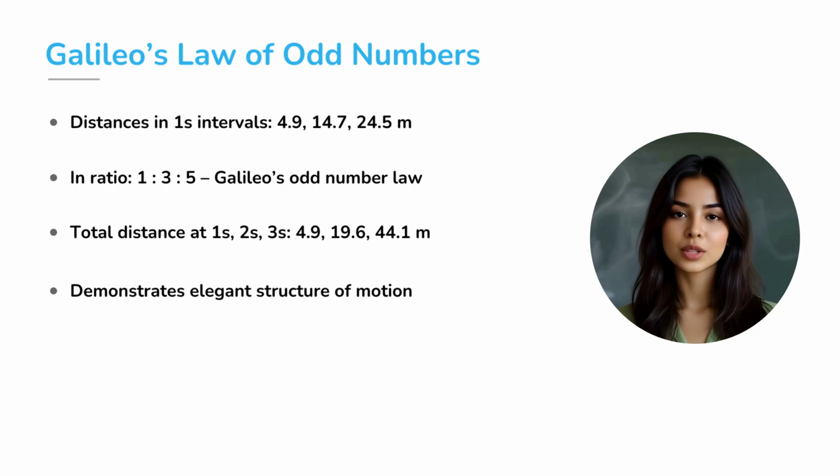Now calculate the distance fallen during each second. The distances during each second become 4.9, then 14.7, then 24.5. And those follow the odd number pattern, 1, 3, 5. That's the beauty of Galileo's law of odd numbers. Motion unfolds with hidden mathematical elegance.